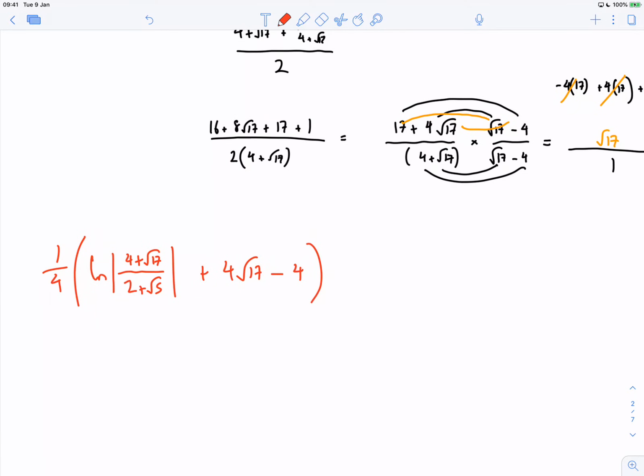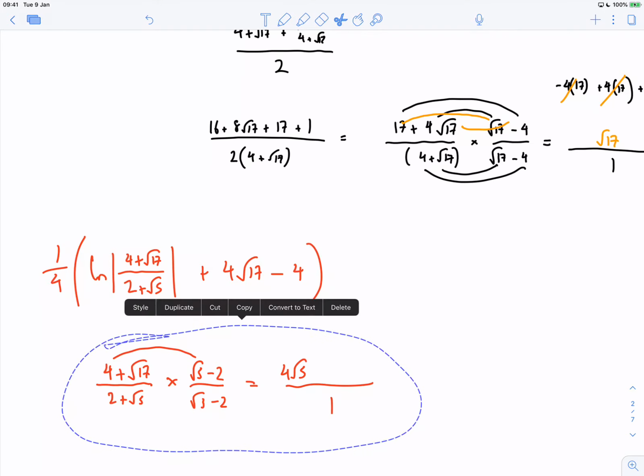Right, actually, can we do better than that? Is 4 plus root 17 over 2 plus root 5, that can be written as root 5 minus 2 over root 5 minus 2. The bottom is just 1, that's nice. And then I've got, let's do it first. So I've got 4 root 5 on the top. Wow, that's just not going to be nice because the root 17 and the root 5s are not cool. Anyway, so we'll just leave it as that.